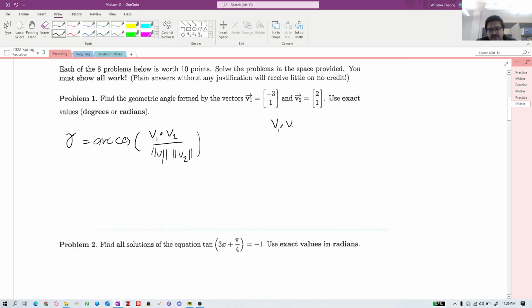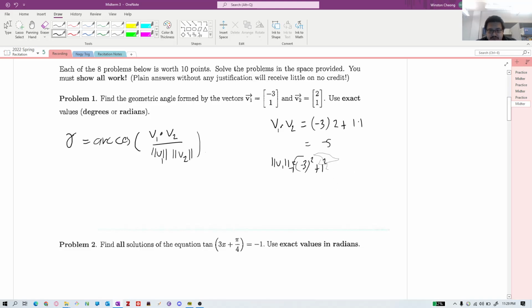So v1 dot product v2: the way the dot product works is we multiply the values across and then sum them together. So this gives us minus 3 times 2 plus 1 times 1. And so you end up with minus 6 plus 1, so you get minus 5. For magnitude of v1, we're taking the sum of the squares and then taking a square root. It's just the distance formula. So in this case, it'll be 3 squared, well, minus 3 technically, quantity squared, plus 1 squared, and then we would put a square root around all of that.